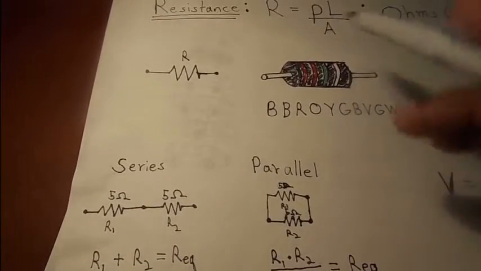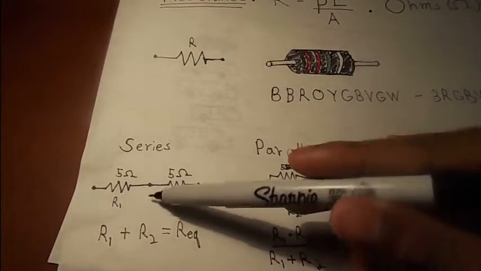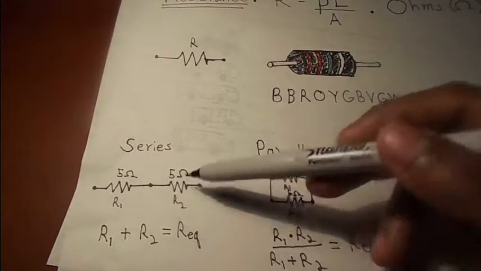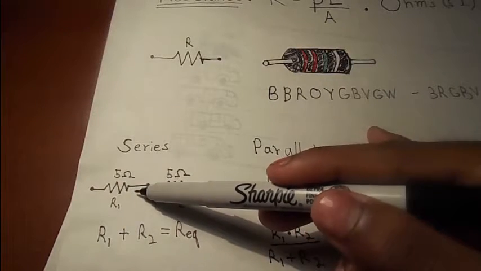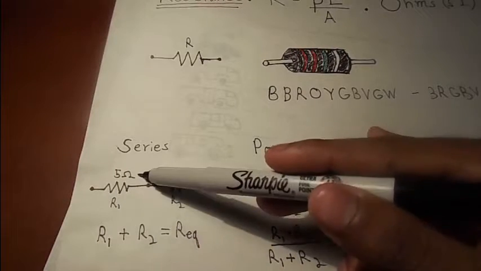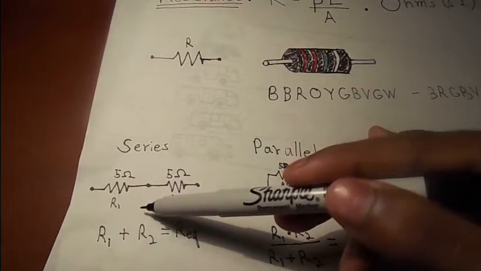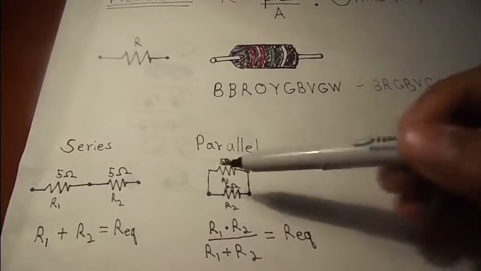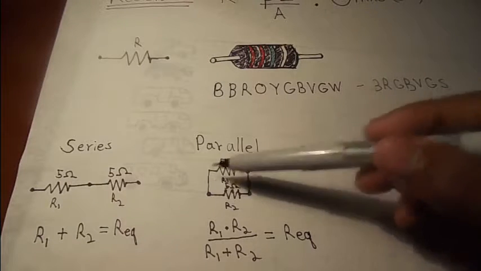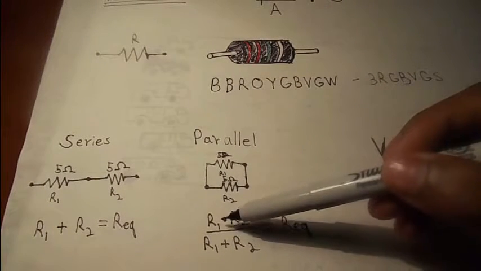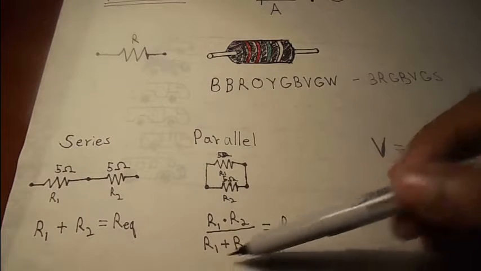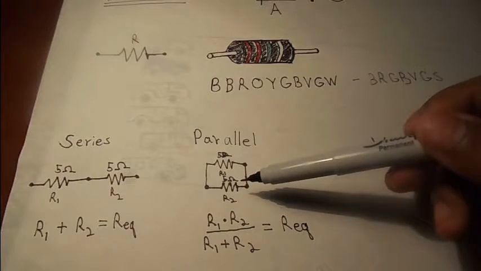Now, in a circuit, if you have a resistor connected to another resistor, we call this connecting them in series, just like this. It acts like just a bigger resistor. All you do is add them, and you have an equivalent resistor. So we have 5 ohms here, 5 ohms here. Our REQ would be 10 ohms, a 10 ohm resistor. And in parallel, it's the other way around. When they're both connected to each other at both ends, we have R1 times R2 over the sum of the resistors equals REQ.